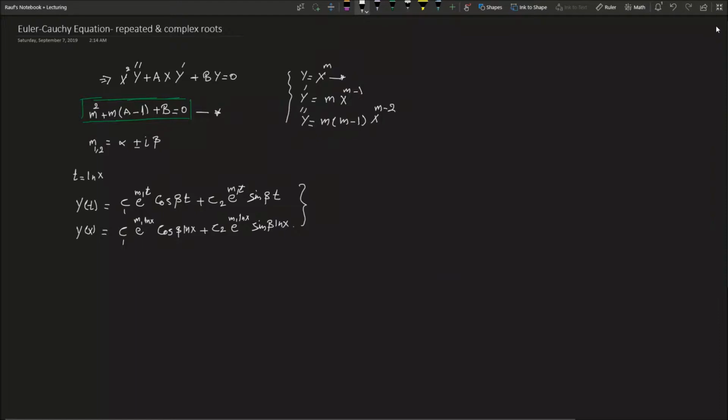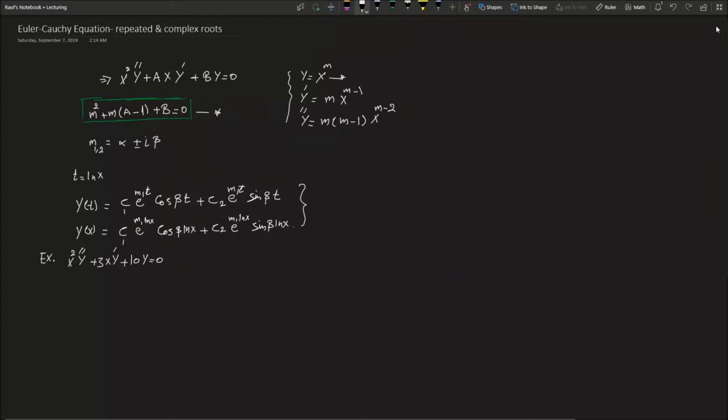Now let's take an example to apply what we learned. You have an equation of x squared multiplied by y double prime plus 3x y prime plus 10 multiplied by y equals 0, and it's telling you to find the general solution of this equation.